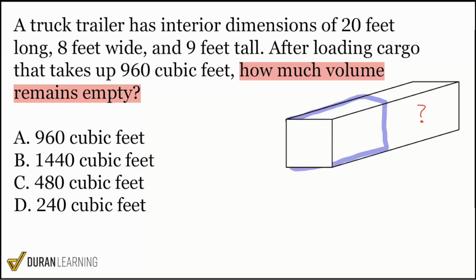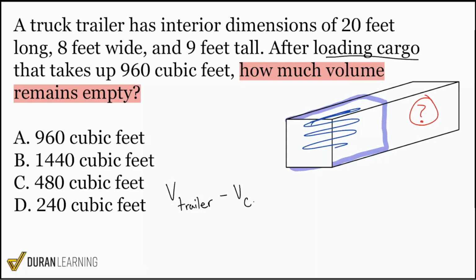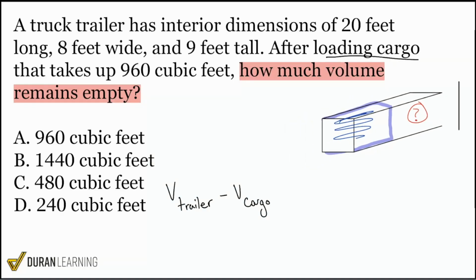If we fill in this part of the tank and we want to know how much is left, that is subtraction. We will subtract the volume of the trailer by the volume of the load, the volume of the cargo. Once we find the individual volumes, we can subtract and we're done. It doesn't have to be any more complicated than that. So let's get to work.